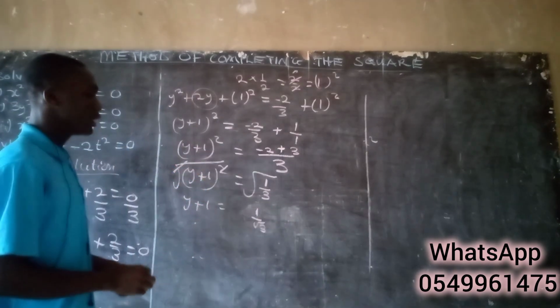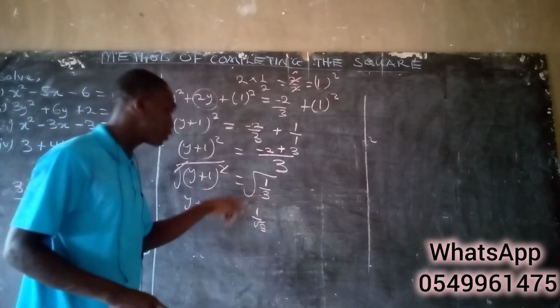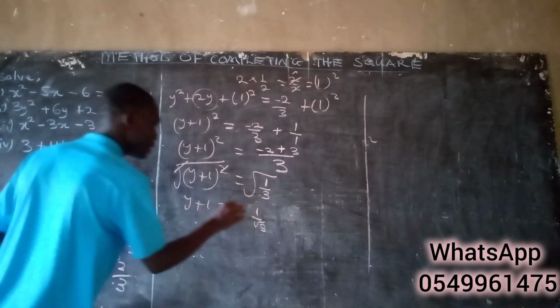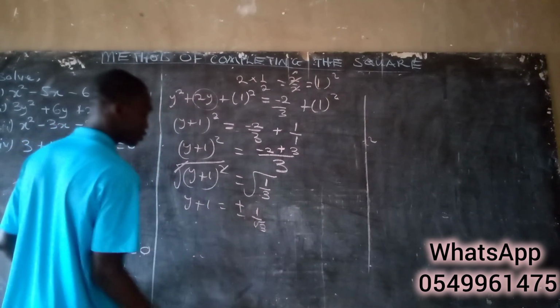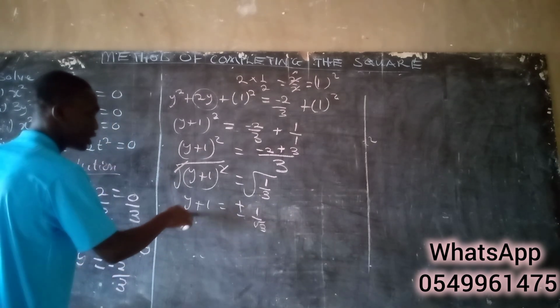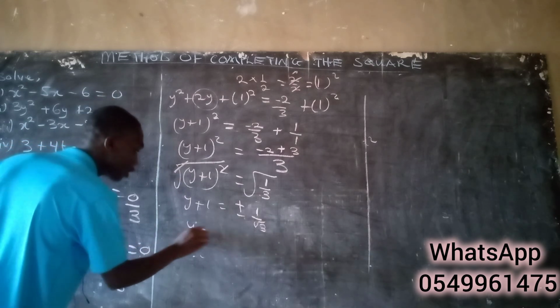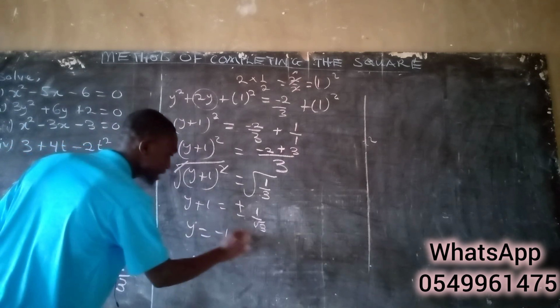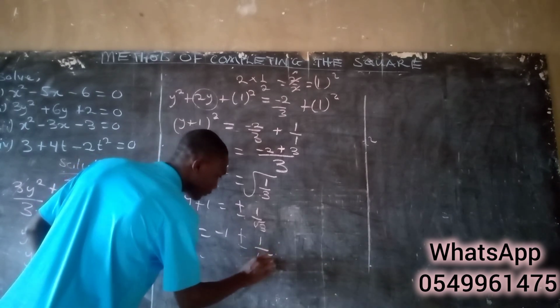And immediately we remove either one of the square roots or both of the square roots, you have to introduce plus or minus. Since one of the square roots is gone, introduce the plus or minus. So you want to make y the subject. Let's transpose 1 to the right side of the equation. So you have y is equal to negative 1 plus or minus 1 over the square root of 3.